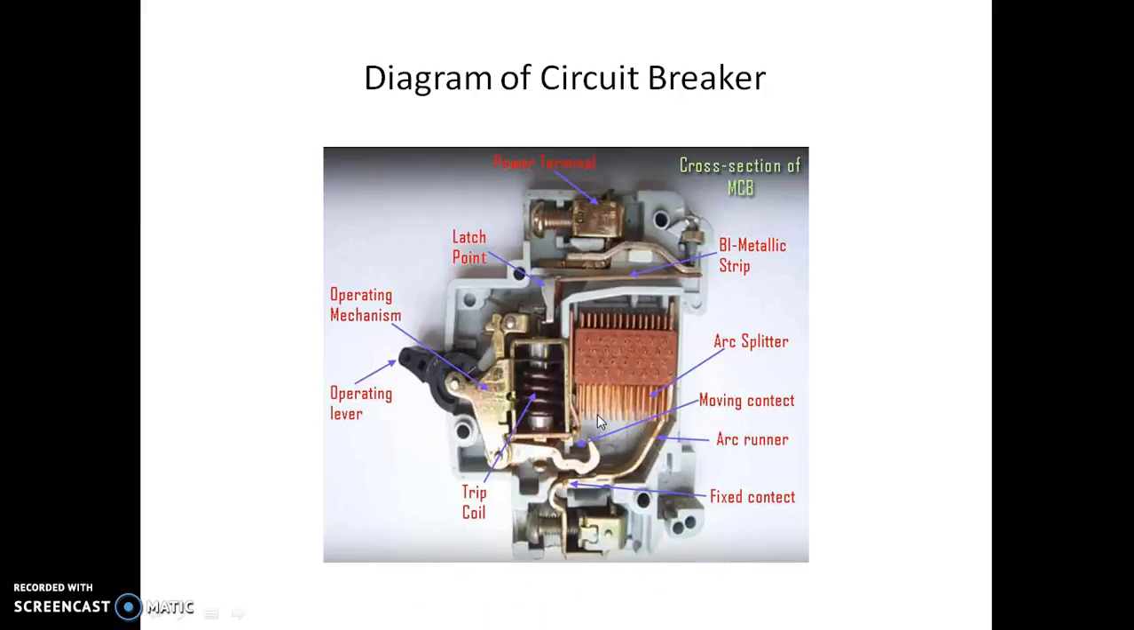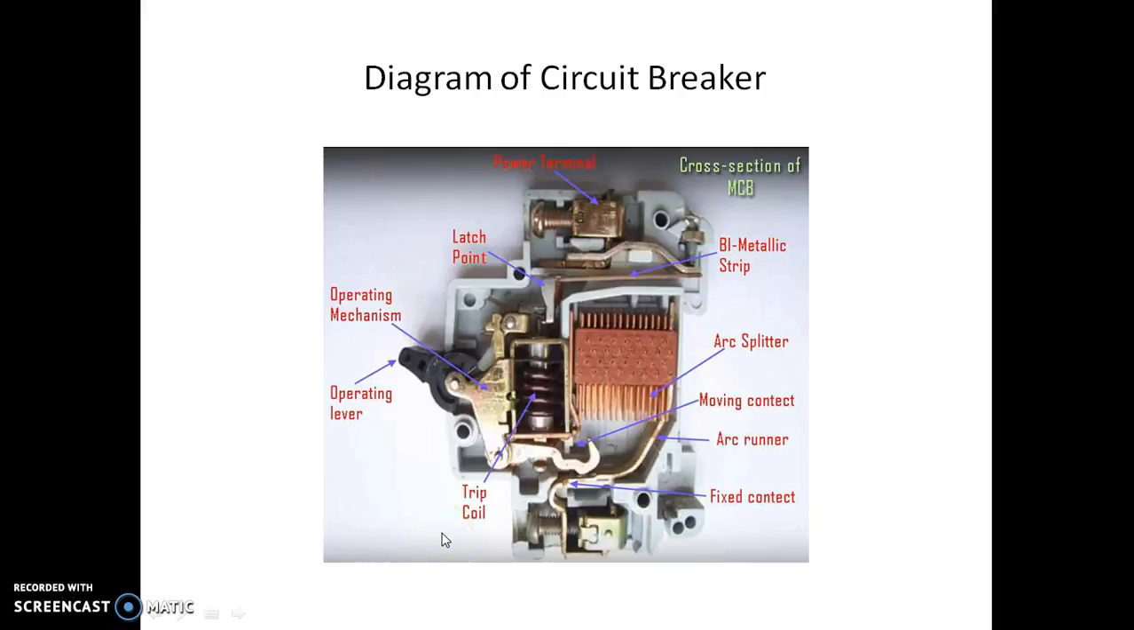Now if you see here, this is the fixed contact and this is the moving contact. Under normal conditions, these two contacts are intact with each other. So the power flow will enter from here, then go to this bimetallic strip, a latch, the operating coil, then this movable contact and fixed contact, and this is the lead.